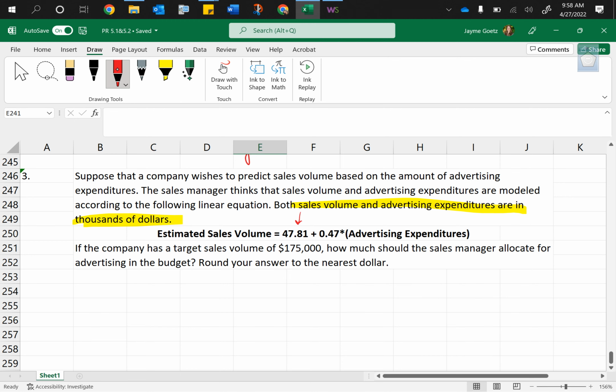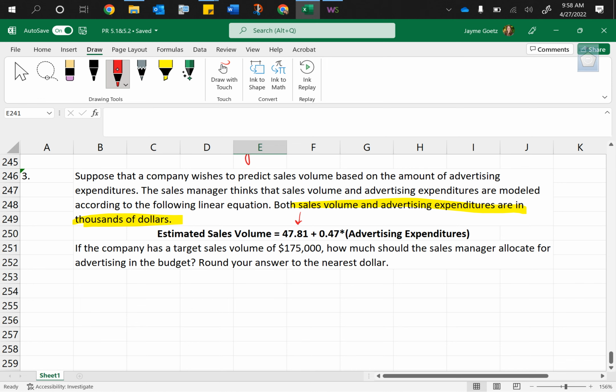So instead of making this formula $47,810, they shifted it to decimals. If the company has a target sales volume of $175,000, how much should the sales manager allocate for advertising in the budget? Round your answer to the nearest dollar. What do I do? Ouch. My Algebra 1 kids could do this.